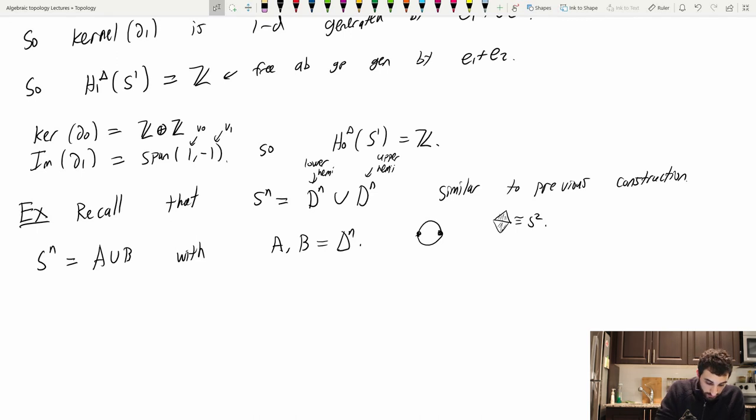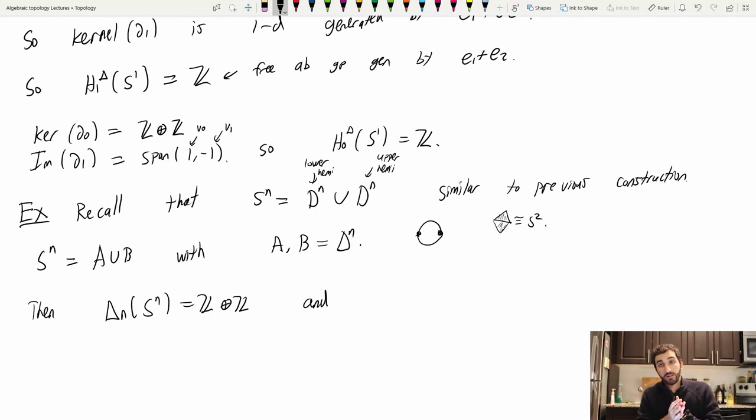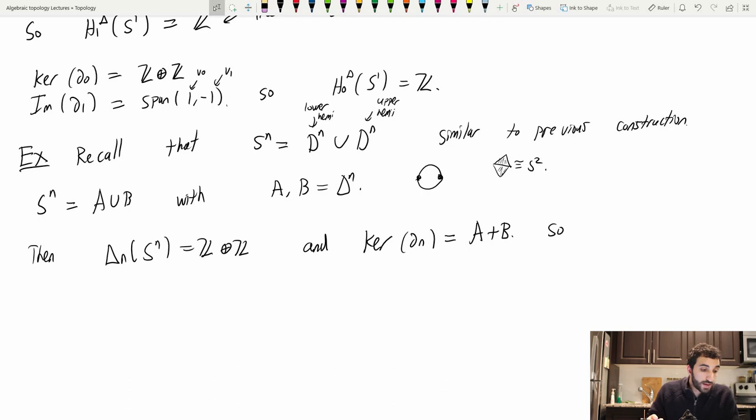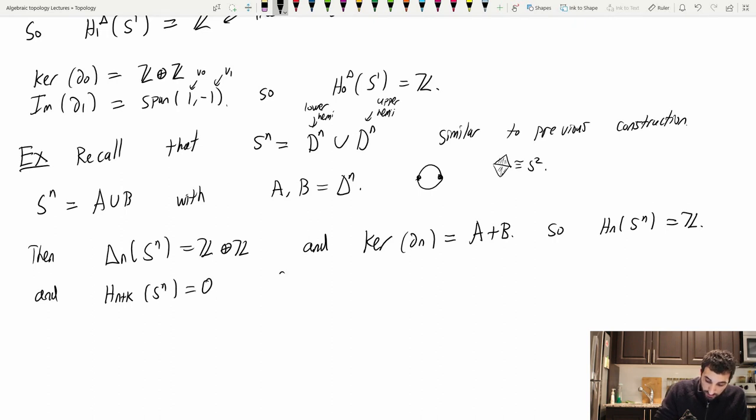Then my nth chain group is Z plus Z. And since I'm gluing their boundaries together, I'll get that the kernel of the boundary n, this is kind of hand wavy, I'm not going into full details here, but you can see that this is A plus B. So what you end up with is Hn of Sn is equal to Z, and Hn plus k of Sn is equal to 0 for k greater than or equal to 1, because I didn't build this using any n plus 1 or n plus 2 dimensional simplices.